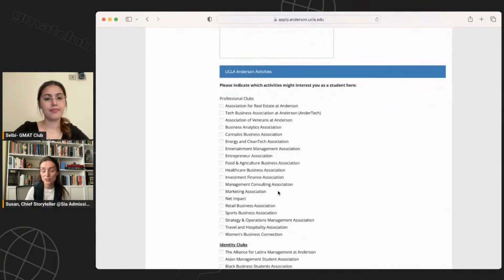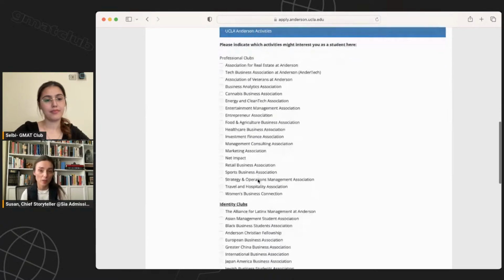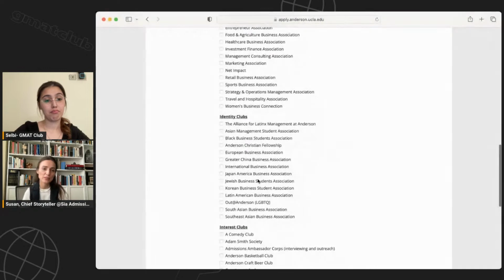UCLA does also want to know how you're going to engage in their community. What have you done your research on and know that you would really want to participate in? And you're going to tick as many boxes as apply to you. But just be realistic. If you're just ticking boxes on everything, you're not going to get any bonuses, and it just shows that you are totally undecided.